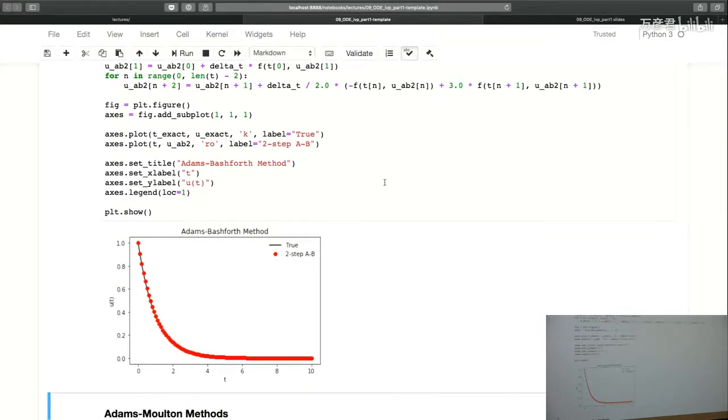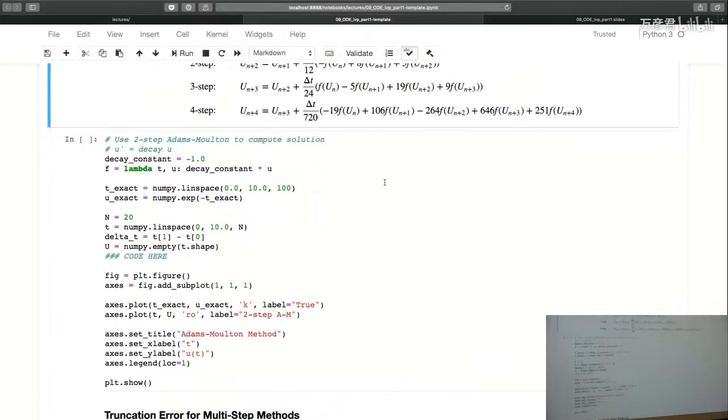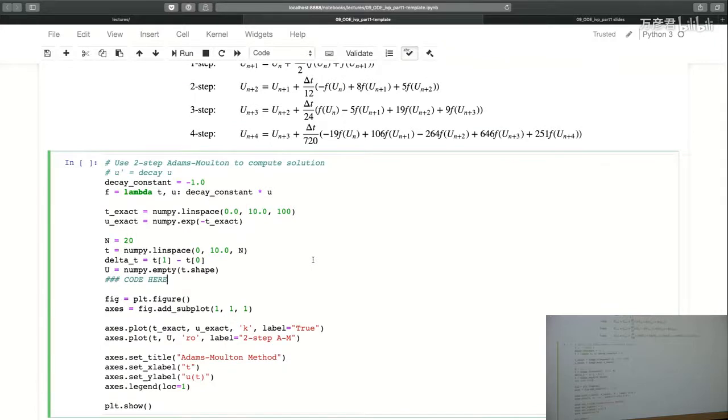Okay. So similarly, if we go down to Adams-Moulton and try to do the same thing, we're going to have a little bit of a problem in this case because we're trying to do something that has dependence on the thing we don't know inside of an F, this right here. Before I jump into how to do this, this is a good opportunity to try to figure that out. We're going to calculate a constant and use it. What that constant is going to be will come up later today. But give it a go.